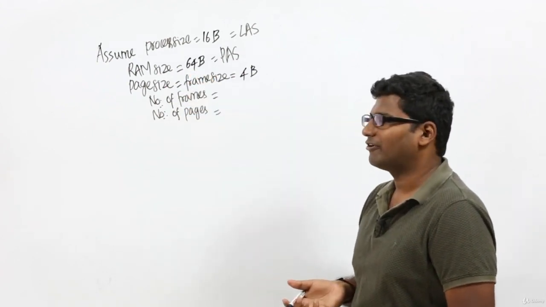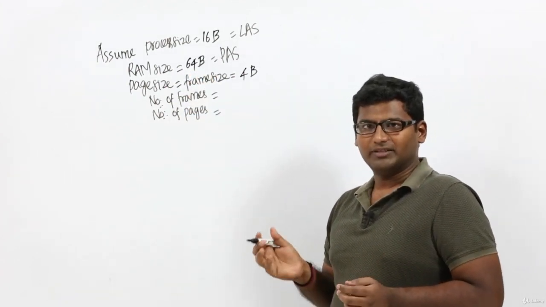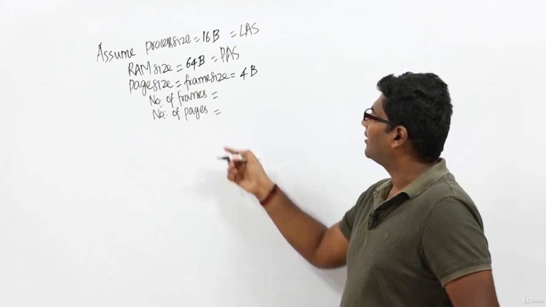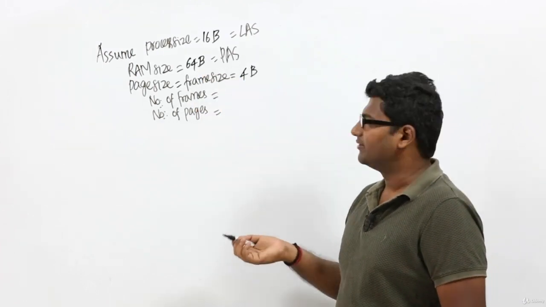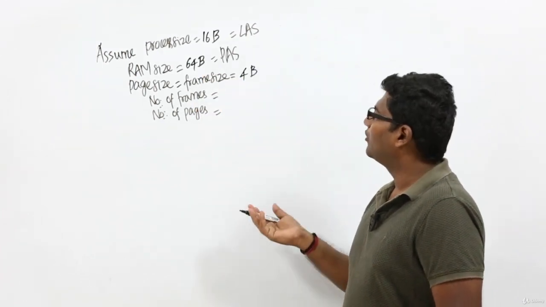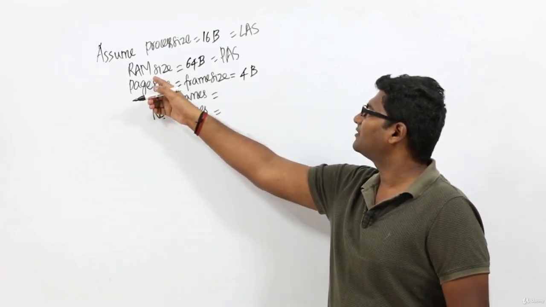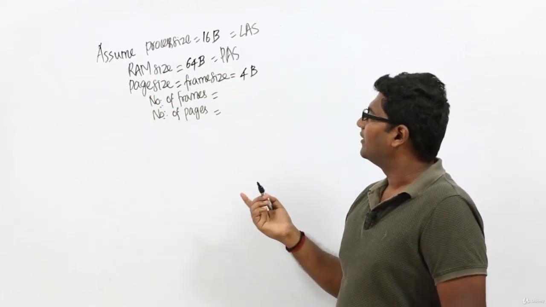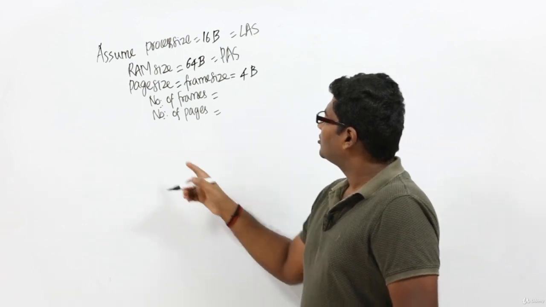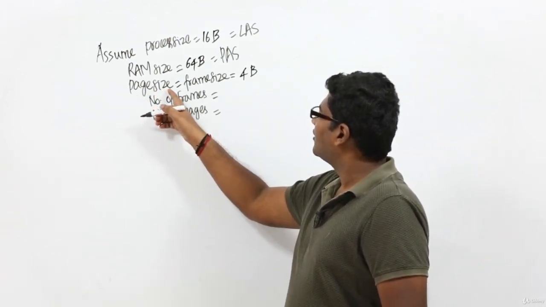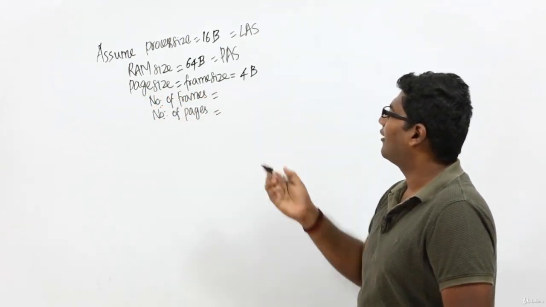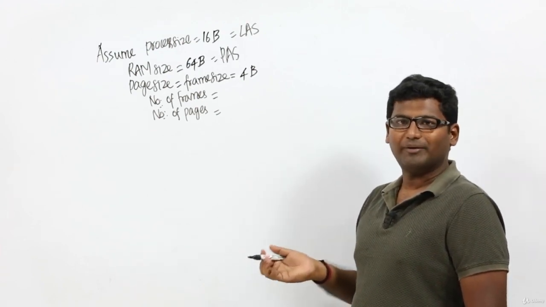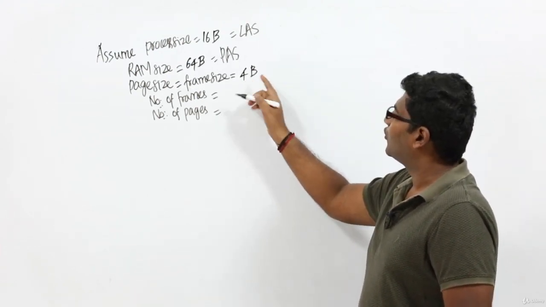Generally the size of RAM will be very big, but just for understanding it better, I'm taking a small number, 64 bytes. And we say the size of RAM is the physical address space. It is 64 bytes. Also, they have given that page size equals frame size equals 4 bytes. We always know that page size will be equal to frame size, and they have given that as 4 bytes.